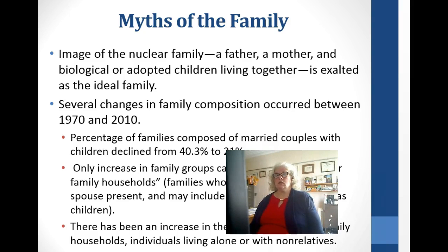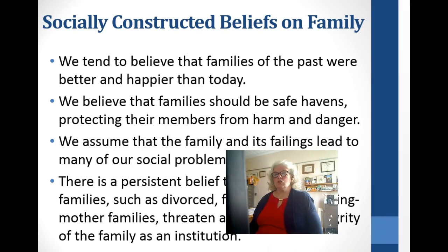Today are only 21% of the family units. There's an increase of family groups in other categories, and that's mother and father, man and wife together with no children present. We can see that with our aging families that that makes a different situation. We have cohabitation in place, and we have that changing perspective as well towards what families are today, and they can be same-sex couples as well. So, the socially constructed belief that we tend to believe that families of the past were better and happier than today. That's part of our issues. Were they?